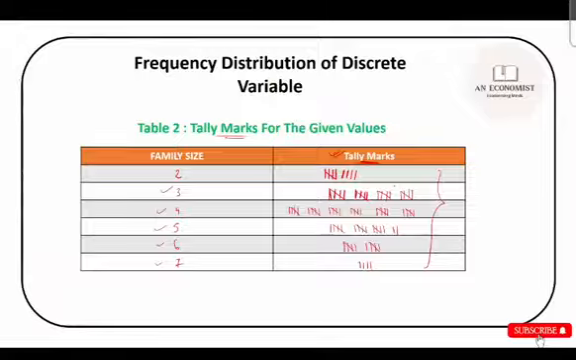And what is the benefit of constructing tally marks? From looking at this you can find out the total frequency. So here you have 5 and here you have 4, so total frequency is 9.